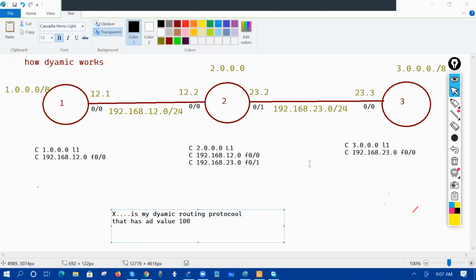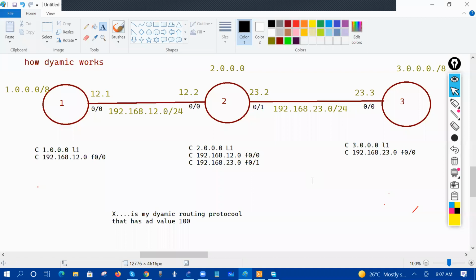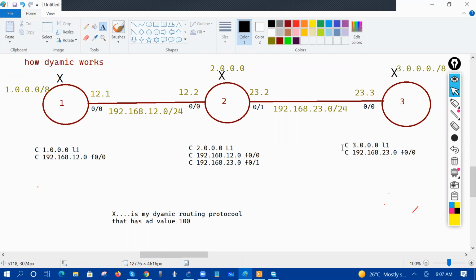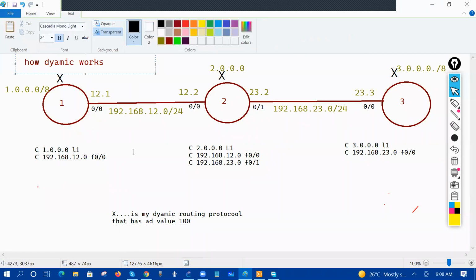Now, take an example: I have enabled the X routing protocol on this router, because this is the routing protocol that's introduced by me. X I have enabled on each of these routers. After enabling X, what happened? I'm not teaching you right now. If you have an idea of neighborship, that's good, so I'm not discussing that part. I'm just discussing how dynamic routing works.